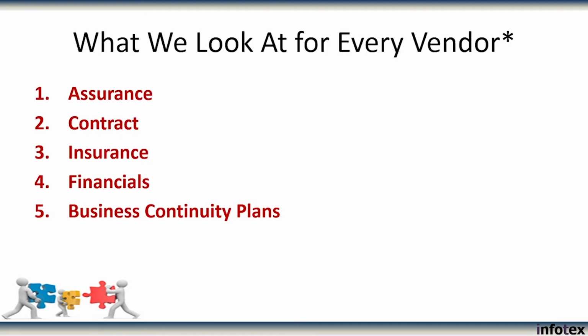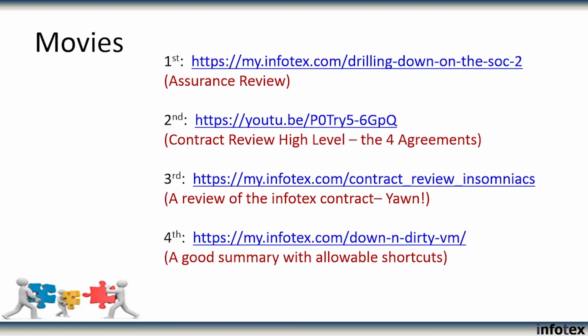So here are the 5 precepts again: assurance, contract, insurance, financials, and business continuity plans. This is what we look at for every vendor of high or critical risk. As always, this is dependent on risk. Additionally, we have a number of movies that drill down further on assurance, contract, and insurance reviews.